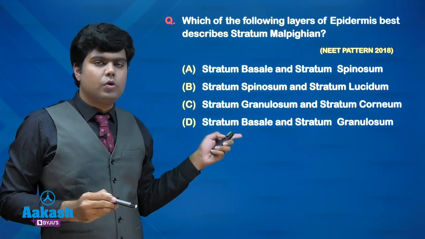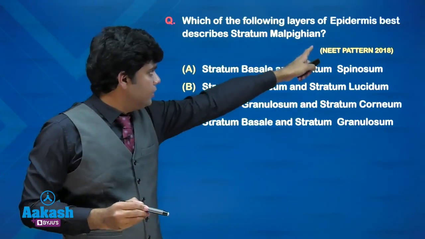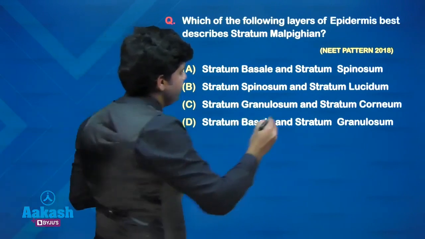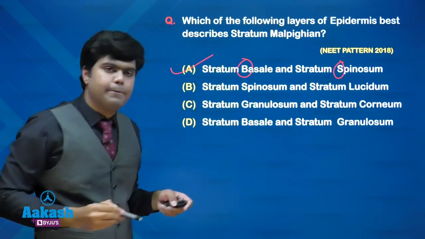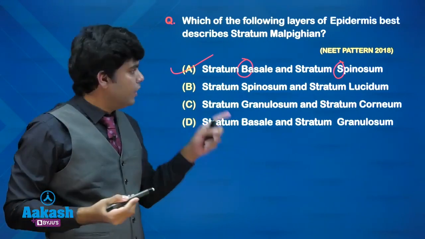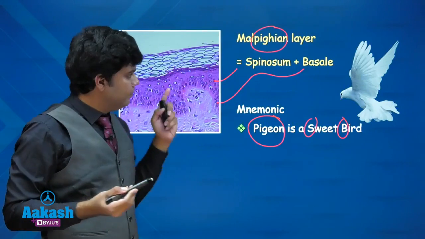So please solve the MCQ. The answer is malpighian is pigeon, sweet bird. So sweet bird, spinosum and basal. So your answer is A. Within a fraction of a second you can answer such questions if you are well versed with mnemonics, right?